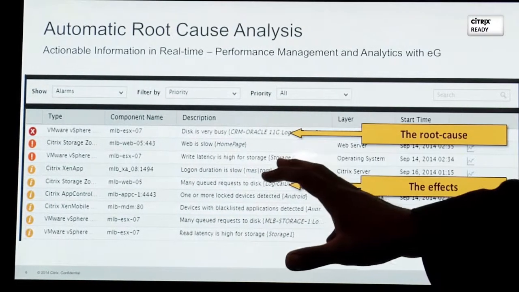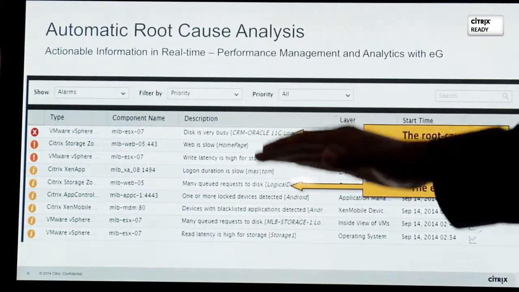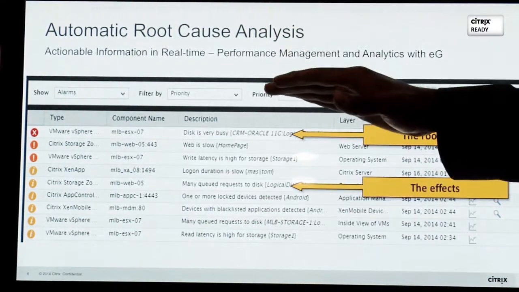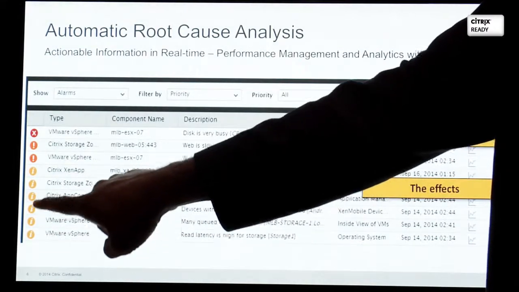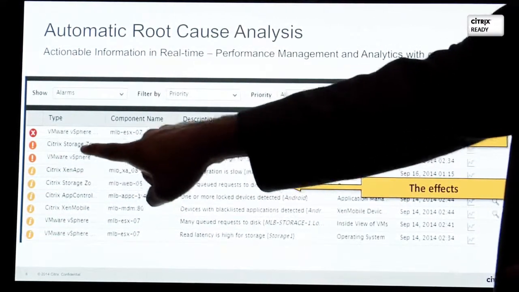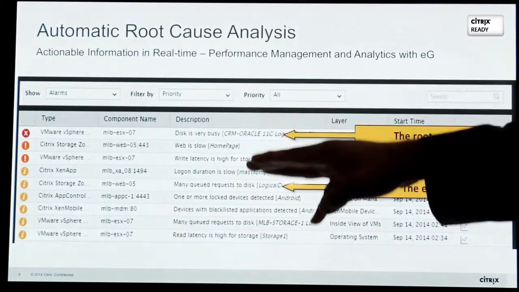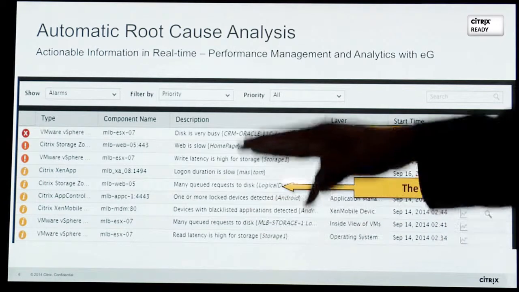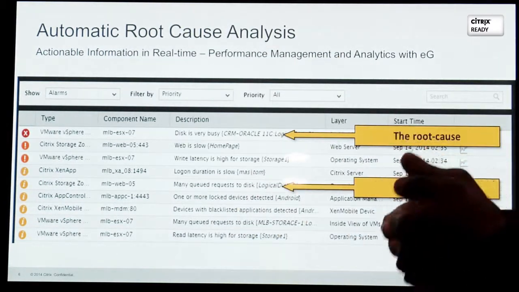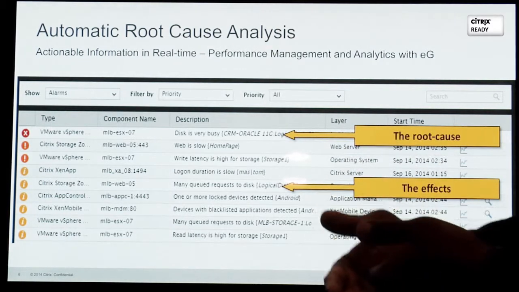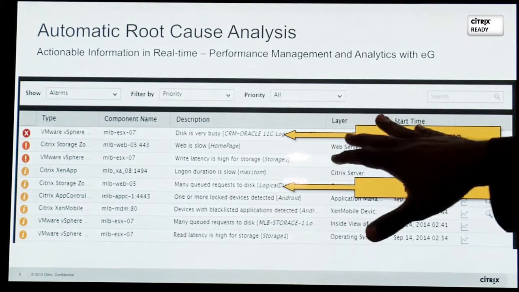When there is a problem, instead of jumping into 5 different screens, here you see a correlated view of all the issues that are happening in an infrastructure. You can see low priority issues, medium priority issues, and critical issues. What we have seen here is an issue causing multiple other effects, and EG correlating that into cause versus effects. Quickly you get the information you need to address your users' problems, and more importantly, address them before they start impacting them.